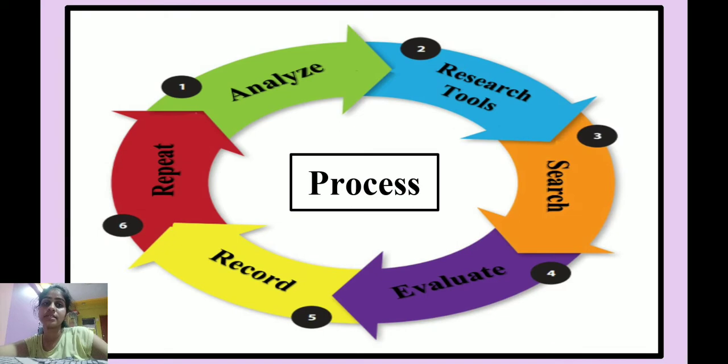Process of research design. Process is to analyze research tools, searching the data properly. Evaluation means checking the data, whether the data is correct or not. Records of the data should be maintained properly, and repeat. So this is the process how the research is done on a particular topic. So analysis, recording and evaluation is a must in the research design.